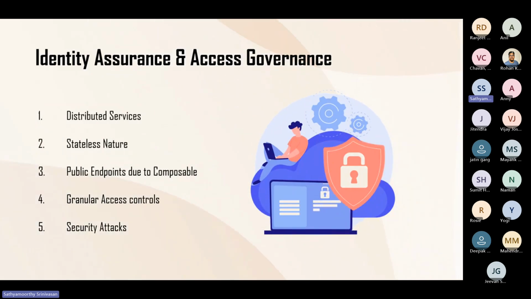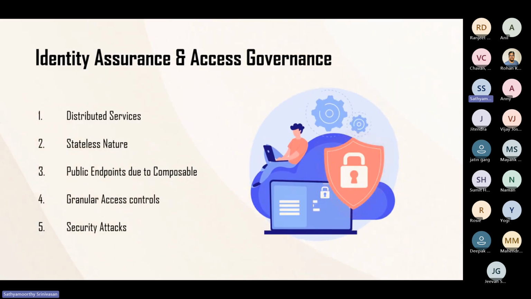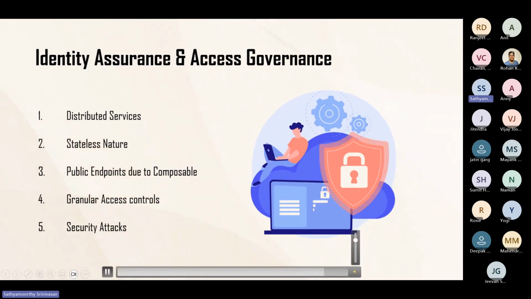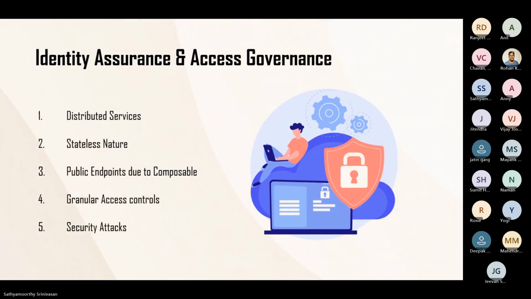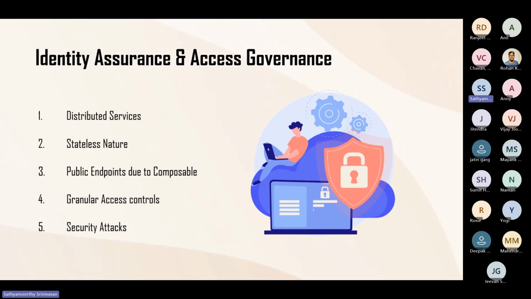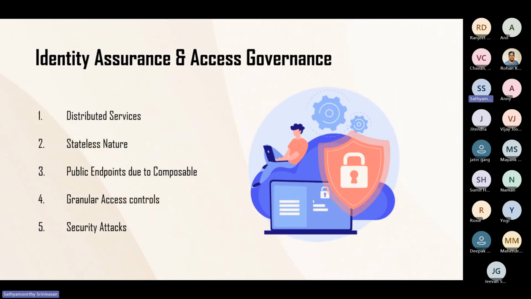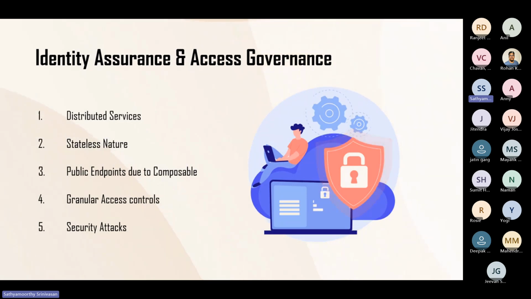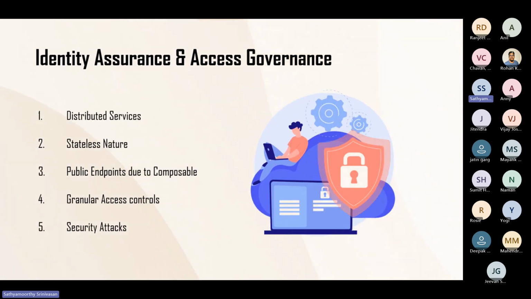Identity assurance and access governance. That is the reason I kept the title as identity assurance and access governance. The reason here is that composable architecture is becoming the trending standard in application development nowadays. By deconstructing the systems into independent, interchangeable services, we unlock flexibility, scalability, and accelerated development cycles.